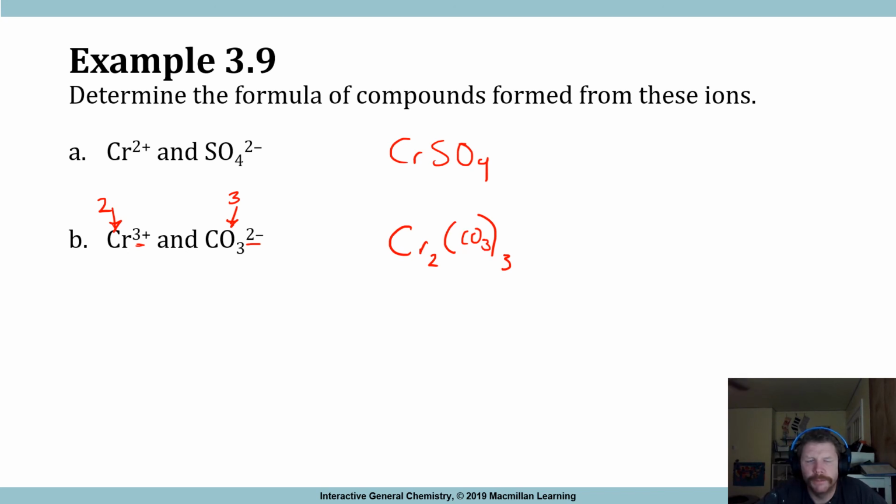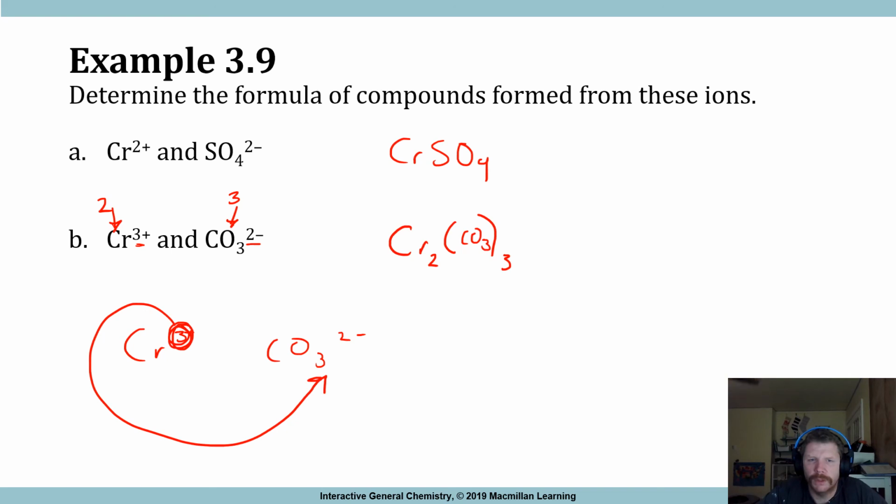Here's a little trick. Cr3+, CO3 2-. The way that you can kind of save yourself some stress is by, and this is to write out the formula of this, circle that number. That's going to be the subscript for this. Just the number is going to be the subscript for this. So Cr2, parentheses, CO3, 3. Okay. I hope this is helpful. We'll continue forging ahead.